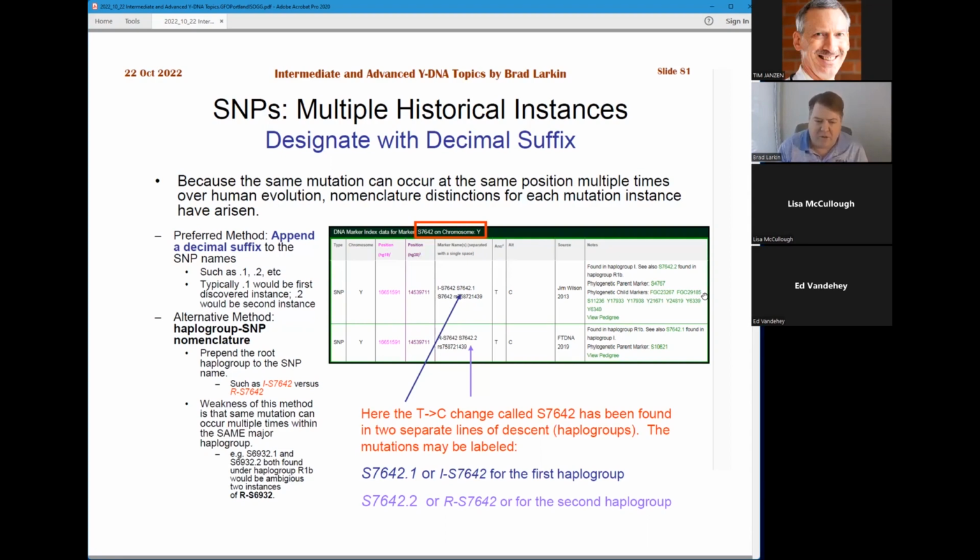What multiple historical instances means is that the same chemical mutation at the same position happened independently in 2 different lineages. It may have happened in one 10,000 years ago, and it may have happened in another lineage 1,000 years ago. And so the one here, S7642, one instance happened in haplogroup I, another in haplogroup R1b.